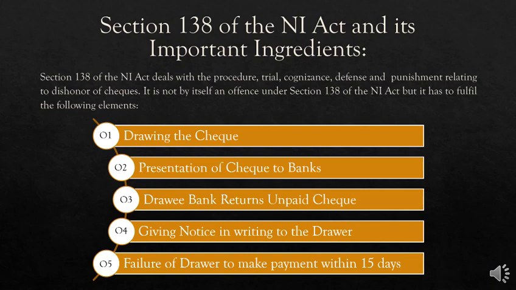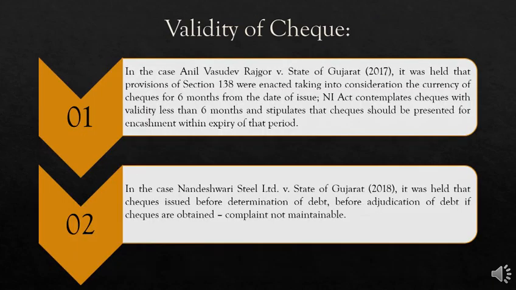Fourth, giving notice in writing to the drawer. And fifth, the failure of the drawer to make a payment within 15 days. According to the NI Act, the drawer has a timeline of 15 days from the receipt of the notice to make the payment. We will delve into the concept of validity of checks even further in the coming episodes.